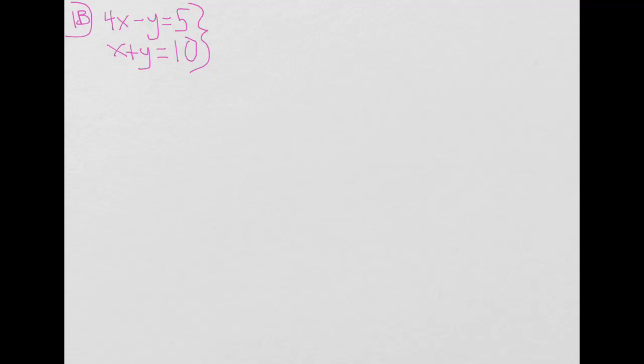Okay, problem 1b, same idea as 1a. We want to solve this system using substitution. So again, looking at these two equations we have, the first one, 4x minus y equals 5, and the second one, x plus y equals 10. The second one is going to be much simpler for us to solve for one of those variables because they both just have a coefficient of 1.